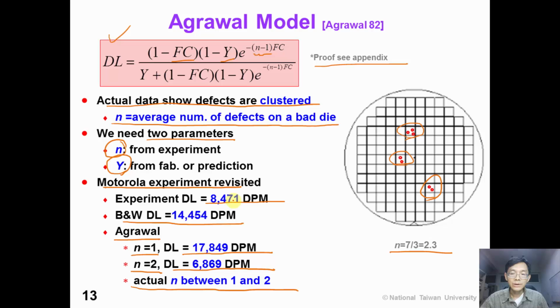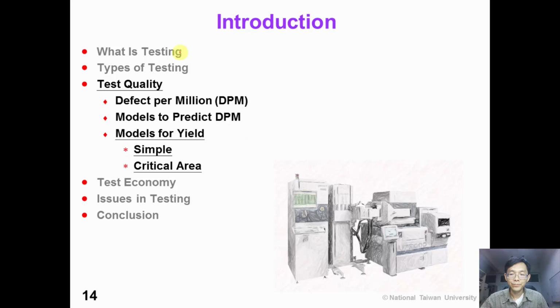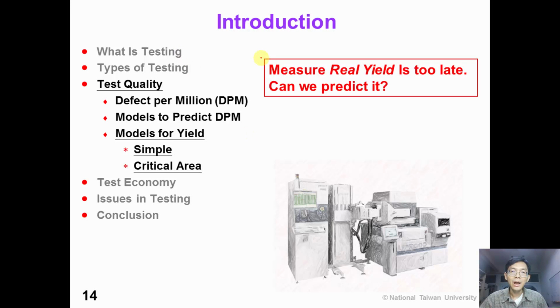So now we still have one more parameter to predict, which is the yield. How can we measure the yield? If we want to measure yield by real data, it's already too late. Can we predict it before mass production? In the following video, we will introduce two models for yield prediction, a simple model and a model based on critical area.